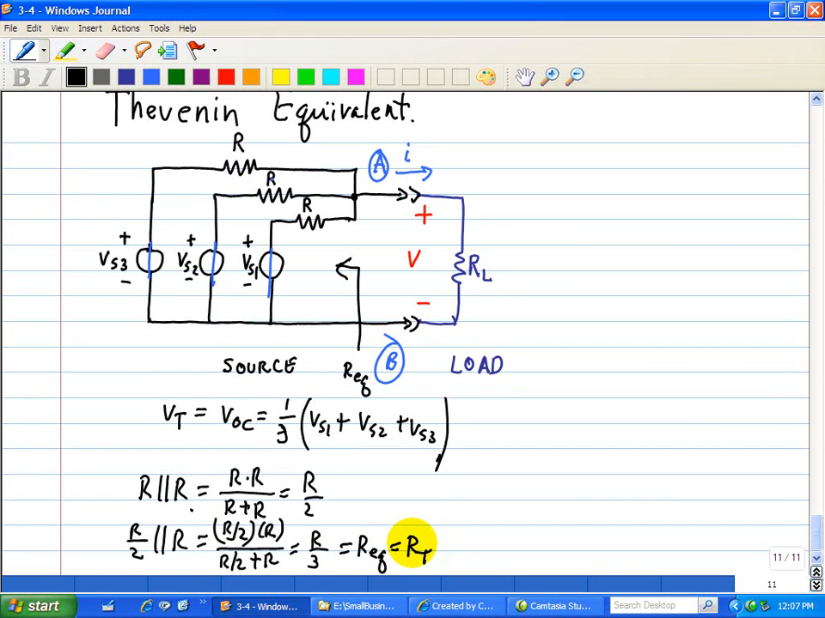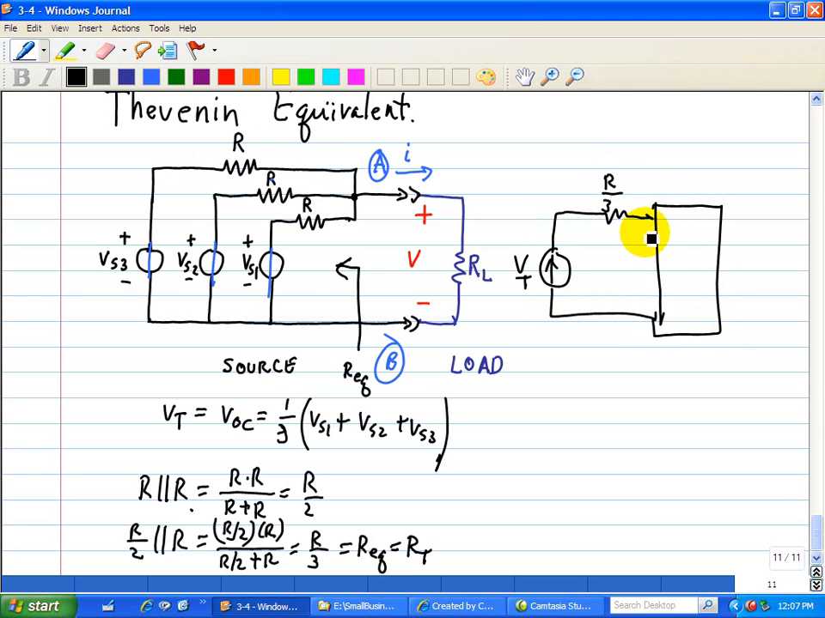So redrawing this circuit, we have VT, which is just 1/3 of the sum of these voltages, replaced with 1/3 of the resistor R for each of these resistors. And we have a load of RL.